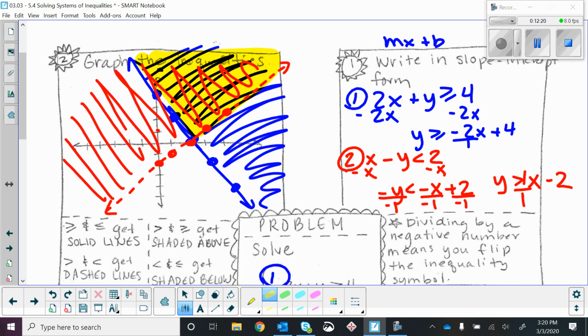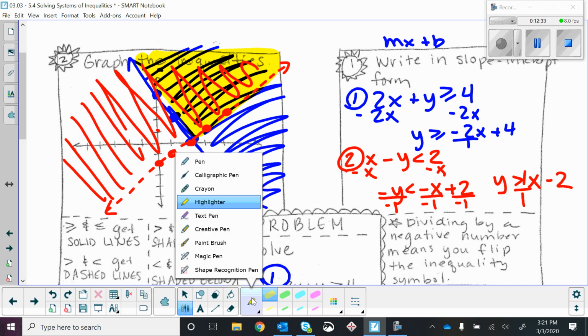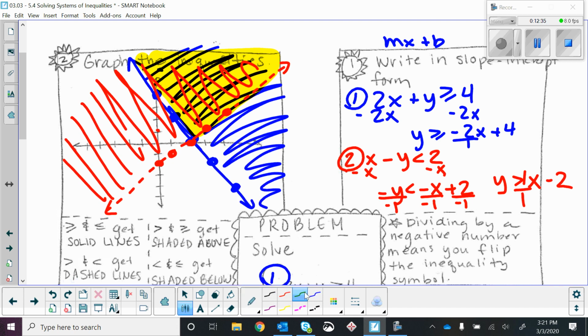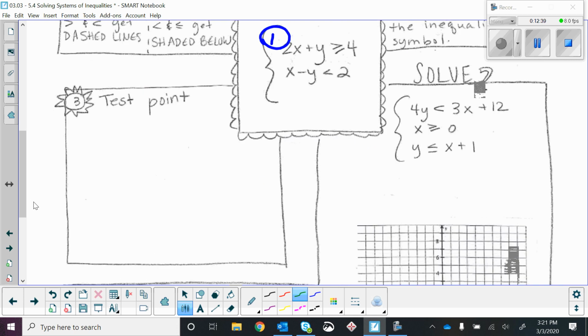Okay, so that's our picture. If we wanted to test this region to see if we did everything okay, we would just pick a test point here. Give me a point that looks like it's in that area. 3, 3, excellent. Let's do 3. So we're going to pick a point from that region.